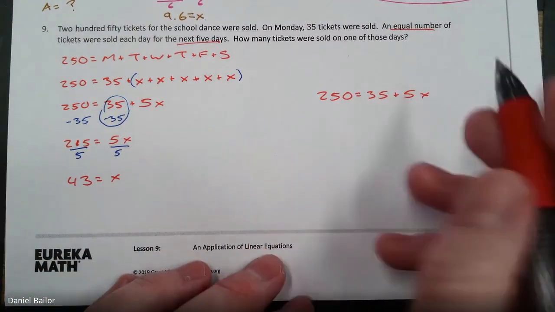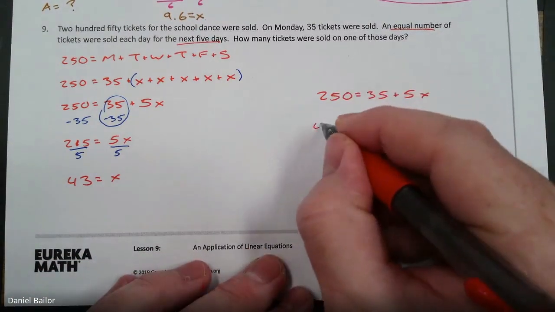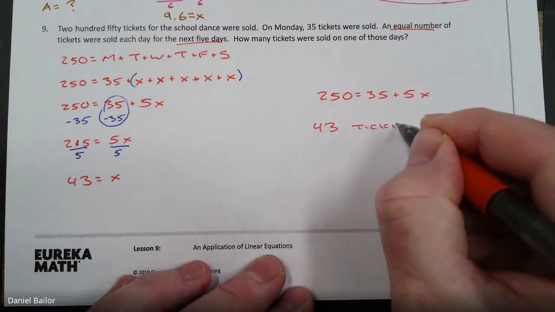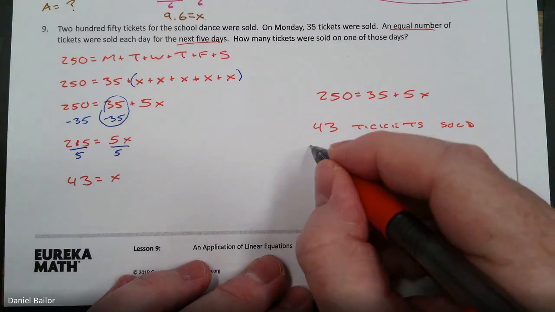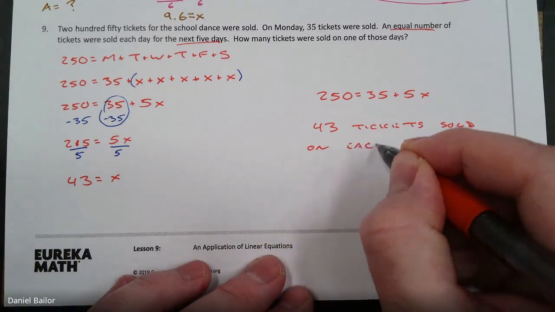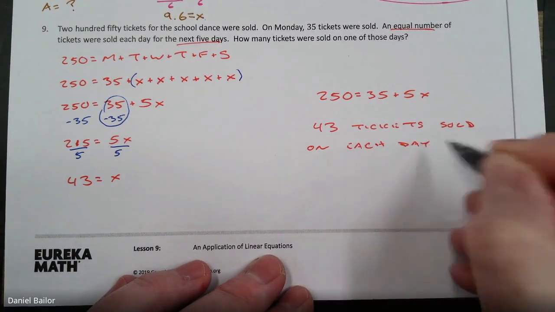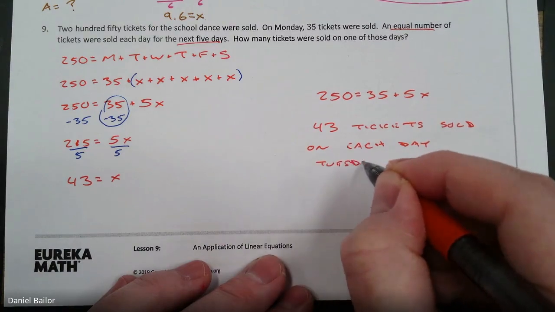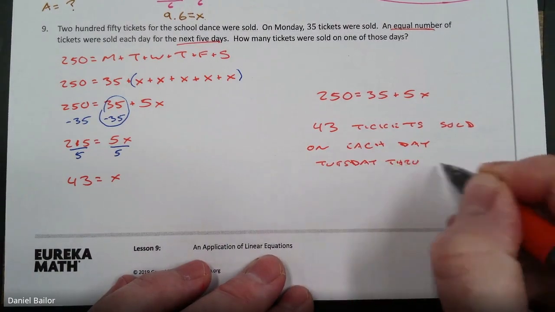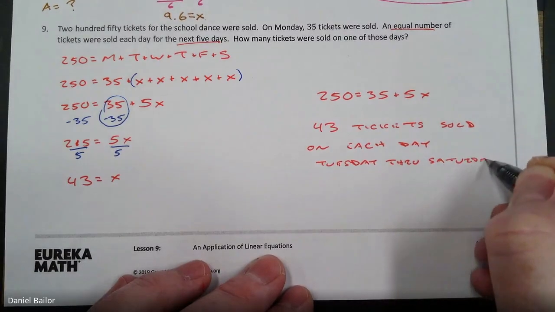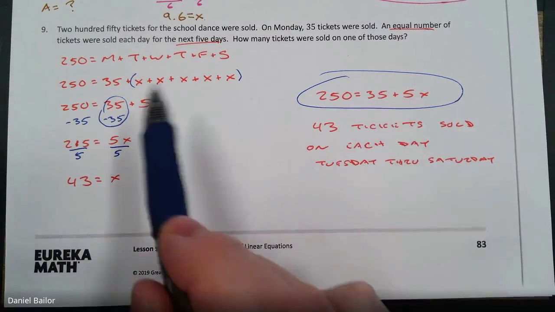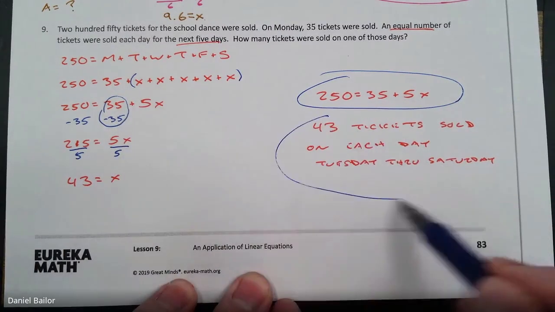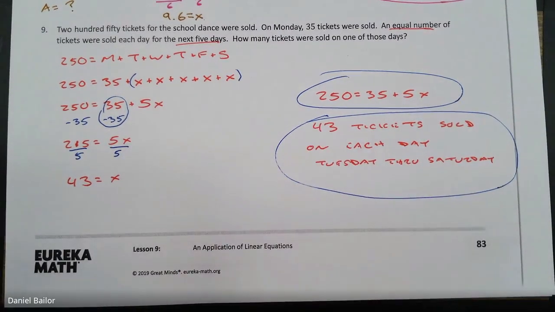And how many tickets were sold on one of those days? 43 tickets sold on each day, Tuesday through Saturday. There's my equation, there's my work, and here is my answer in context. So that's what you should have gotten when you checked your work.